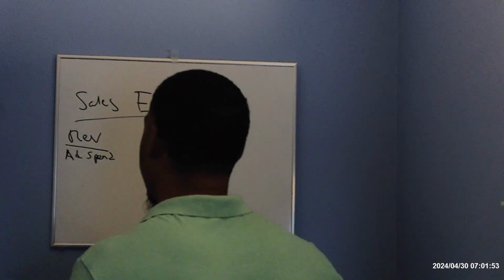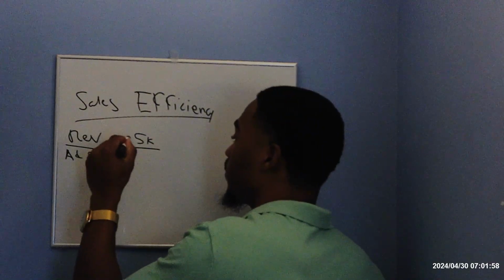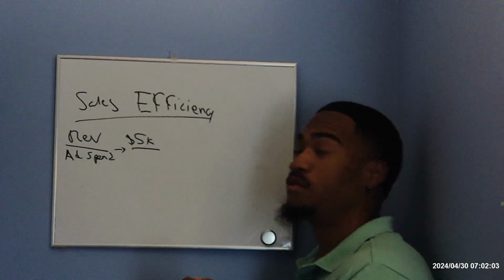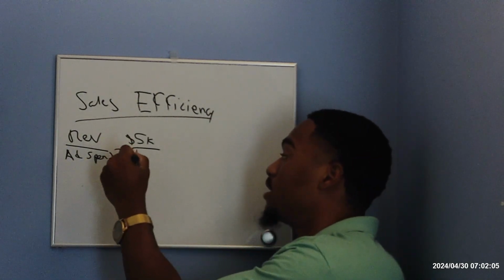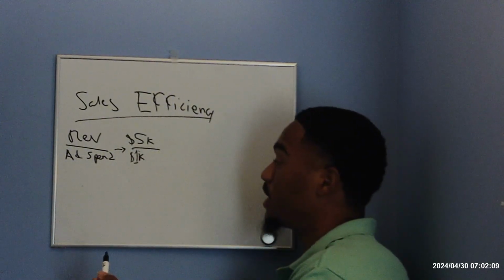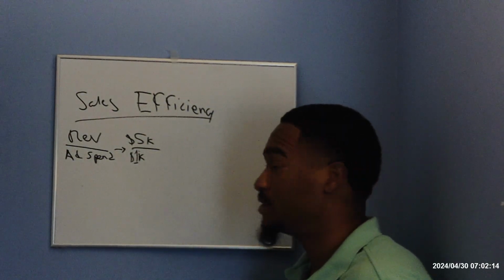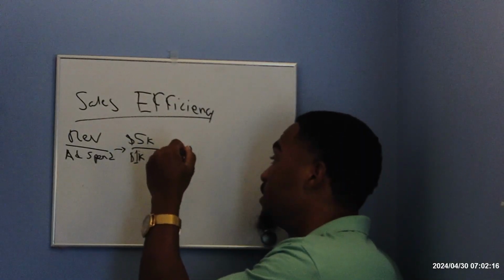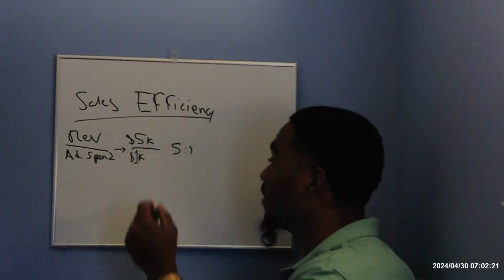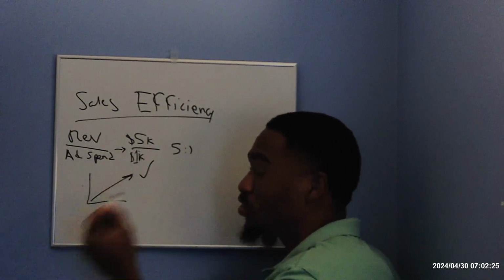So let's say you got $5,000 in revenue and you spent $1,000 in ad spend. That means you have a 5-to-1 ratio in sales efficiency. And that's pretty good. For every dollar you spend, you're getting 5. The higher your sales efficiency, the more money you make per dollar you spend.